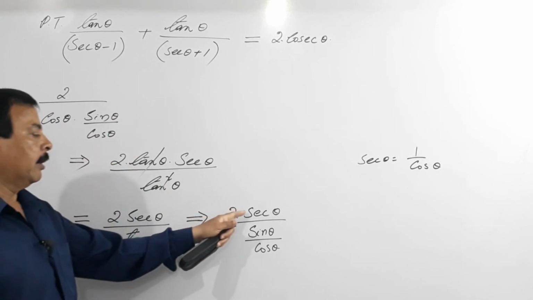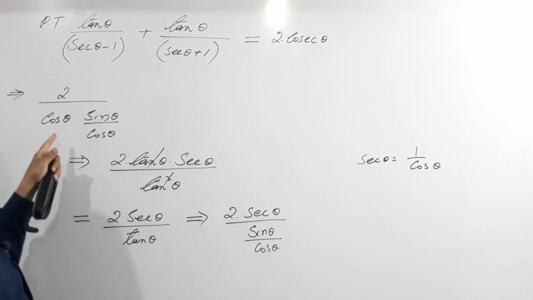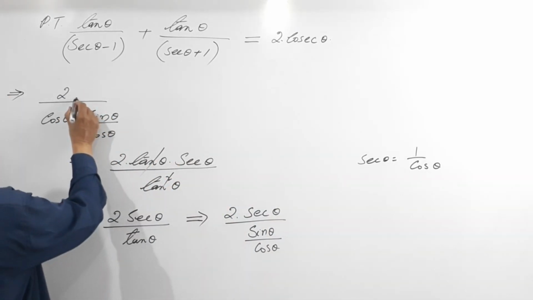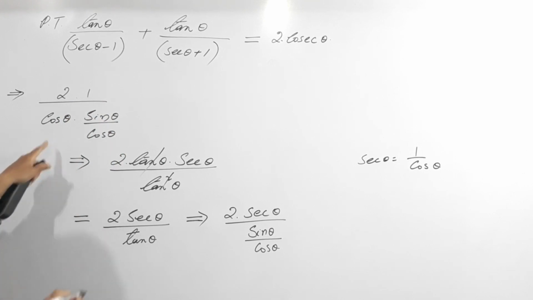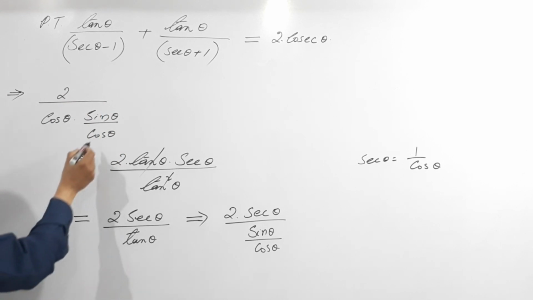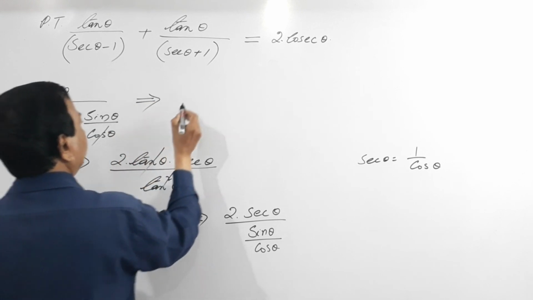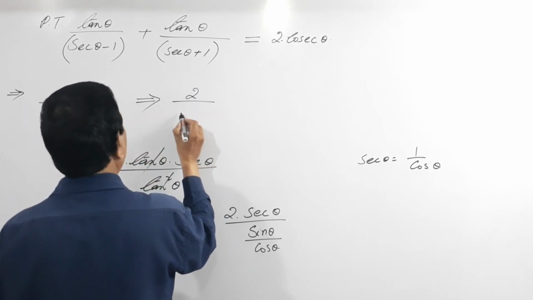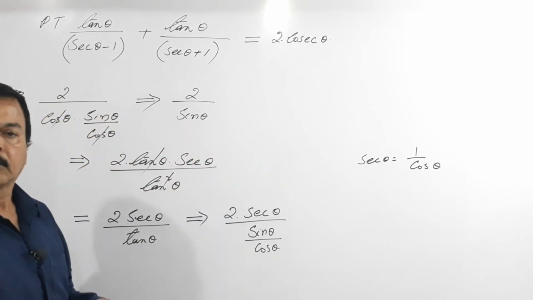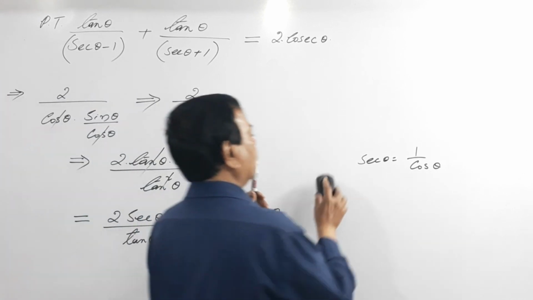So what I have done, I have pushed the secant theta to the denominator, thereby it becomes 1 by cos. Okay, so I rub this. Here cos and cos cancel. You are left with 2 by sin theta. What is 2 by sin? That is 2 into 1 by sin. We know that.